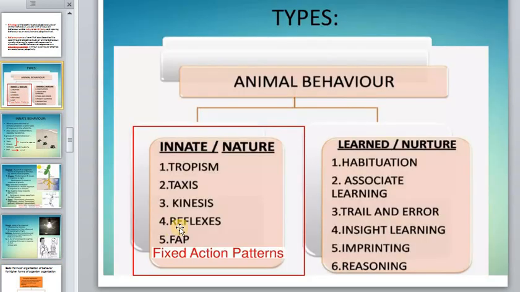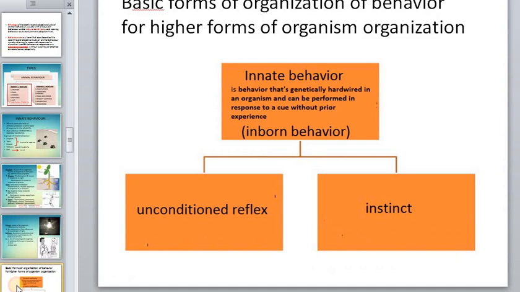Like we said, we have the two higher forms: unconditioned reflex and fixed action patterns. And here we see innate behavior. It's behavior that is genetically hardwired in the organism and can be performed in response to a cue without prior experience, inborn behavior. And we have two higher forms of inborn behavior: unconditioned reflex and instincts.